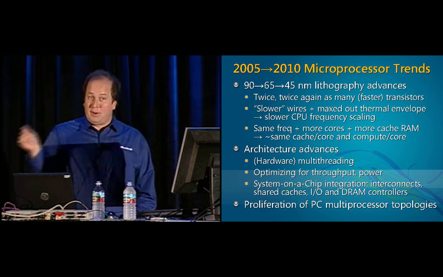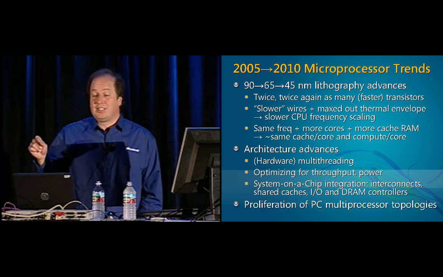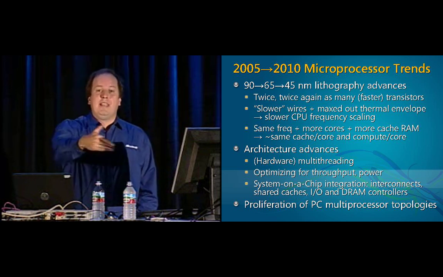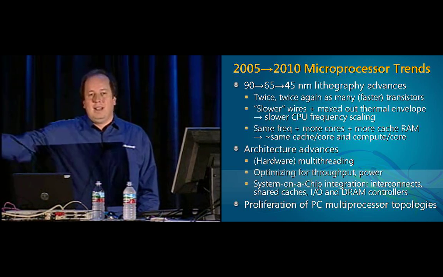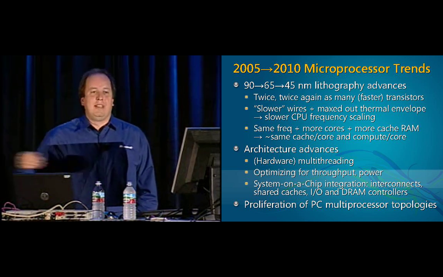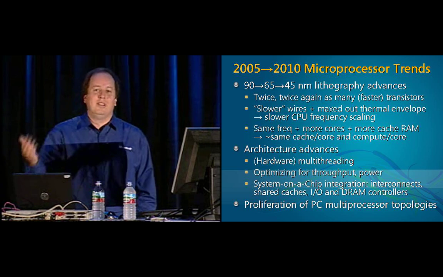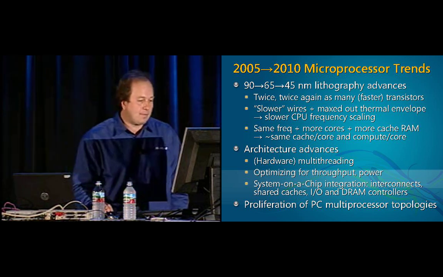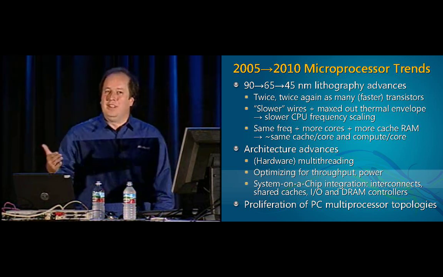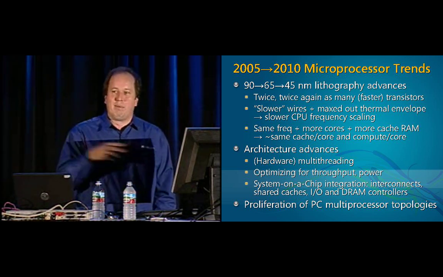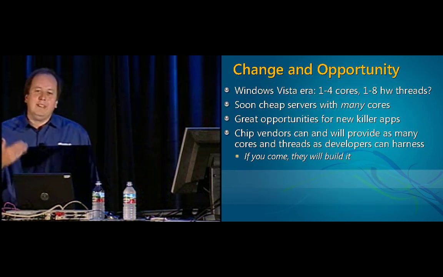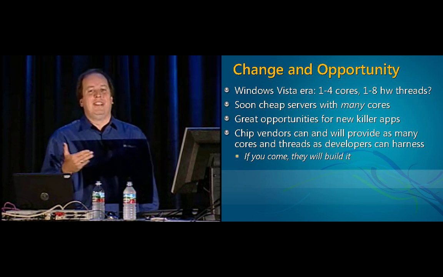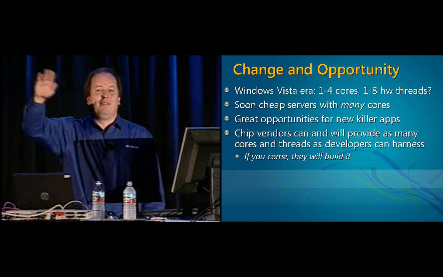There'll be a proliferation of different chip topologies. So somebody might have a laptop with 2 cores, which is sometimes one of them is powered down. Another guy might have a desktop machine with 8 cores, and they'll all be running Windows client down the road. And so as software developers, you're going to have to cope with that broader spectrum of machines that your software runs on.